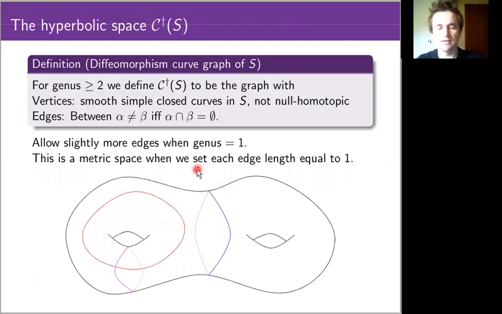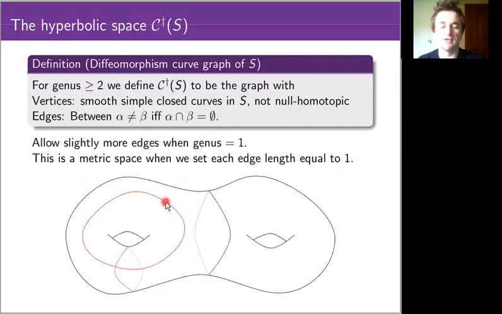So I'm ready to now define what our curve graph is. And if you know what the ordinary curve graph is, then great. It's very similar. But if you don't, here's the definition. Let's just focus on the case where genus is at least 2 for brevity. We'll define C dagger of S to be the graph where the vertices are smooth, simple closed curves on the surface, which are not null homotopic. So they don't bound a disk and they're not homotopic to a point. And there's an edge between alpha and beta if and only if alpha and beta don't intersect. In genus 1, we allow slightly more edges to ensure that this graph is connected. This becomes a metric space when we set each edge length equal to 1.